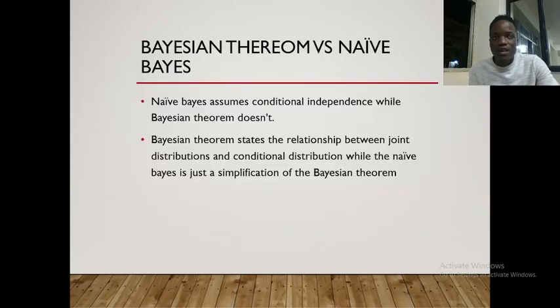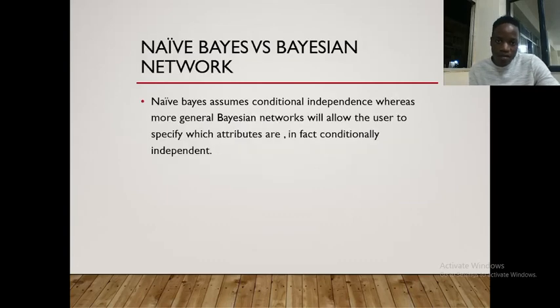So I got some differences between Bayesian theorem and naive Bayes. Naive Bayes assumes conditional independence, while Bayesian theorem does not. Bayesian theorem states the relationship between joint distributions and conditional distributions, while naive Bayes is just a simplification of Bayesian theorem. So I also got one difference between naive Bayes and a Bayesian network.